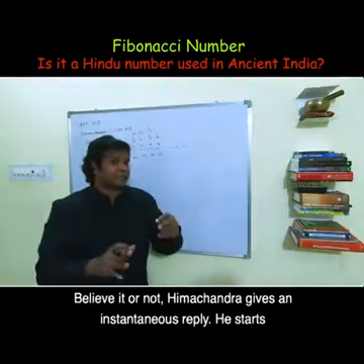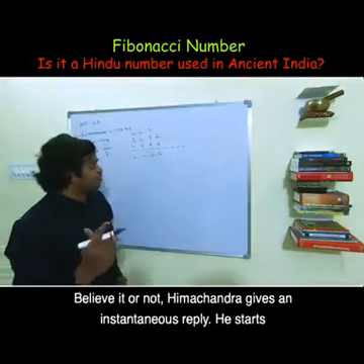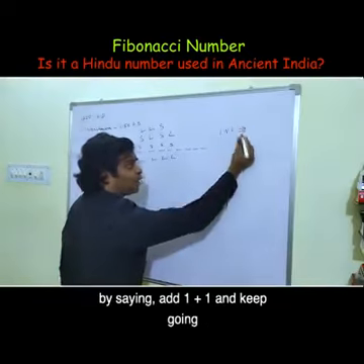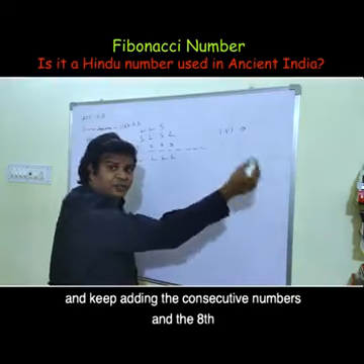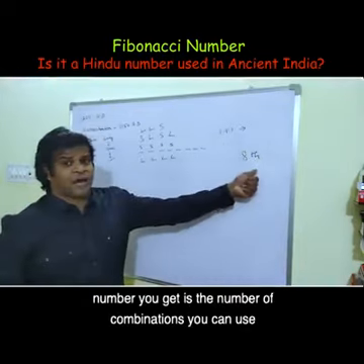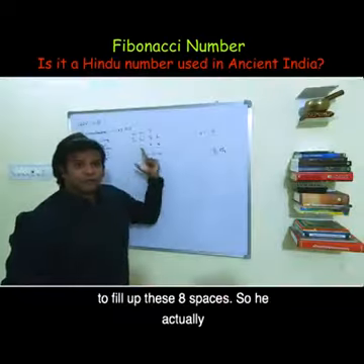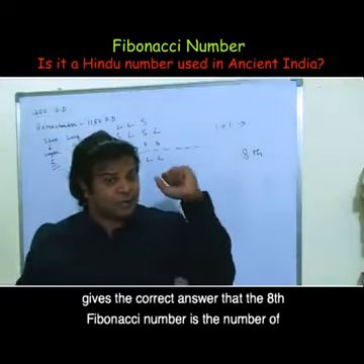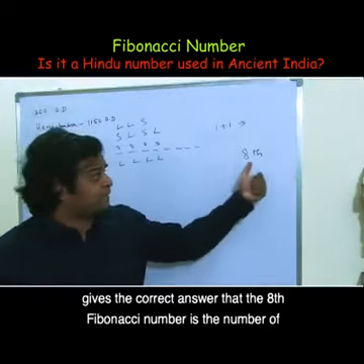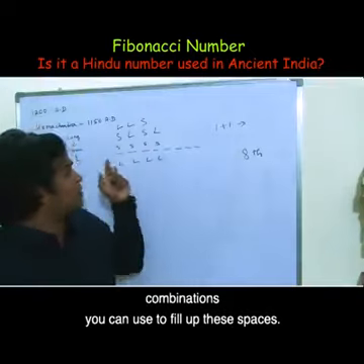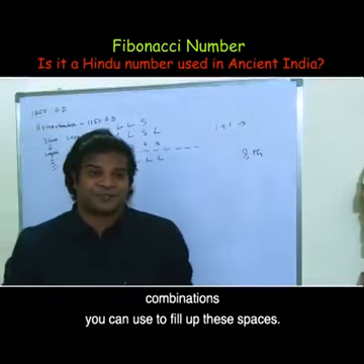Believe it or not, Hemachandra gives an instantaneous reply. He starts by saying, add 1 plus 1 and keep going and keep adding the consecutive numbers, and the 8th number you get is the number of combinations you can use to fill up these 8 spaces. So he actually gives the correct answer that the 8th Fibonacci number is the number of combinations you can use to fill up these spaces.